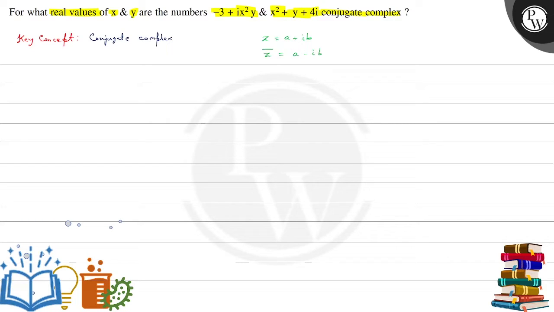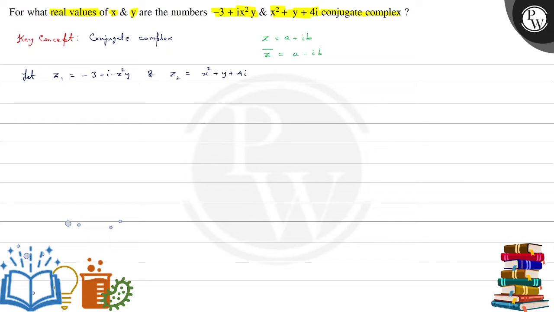तो यहाँ पे पूछा गया है कि for what real values of x and y are these two numbers conjugate complex. इसका मतलब ये दोनों एक दूसरे के conjugate कैसे हो सकते हैं और होने के लिए x और y की वैल्यूज क्या होनी चाहिए. So let z1 be equal to the first complex number -3 + i x²y and z2 be the complex number x² + y + 4i.